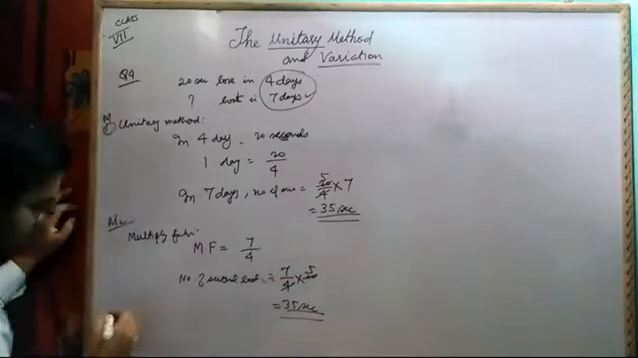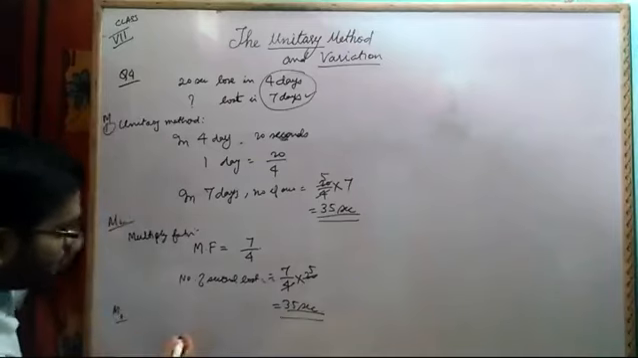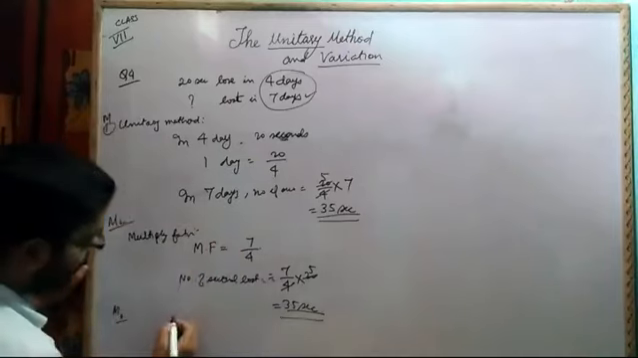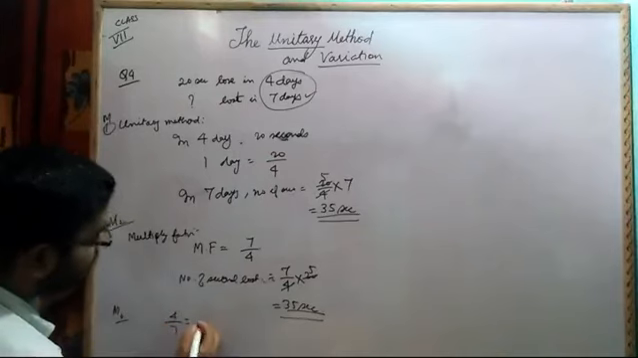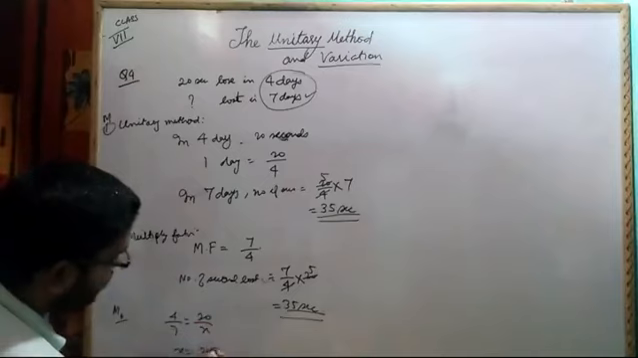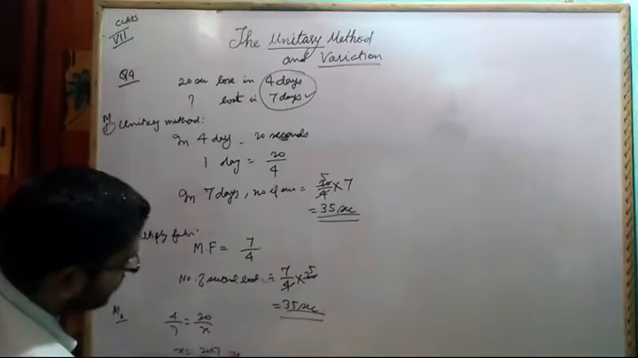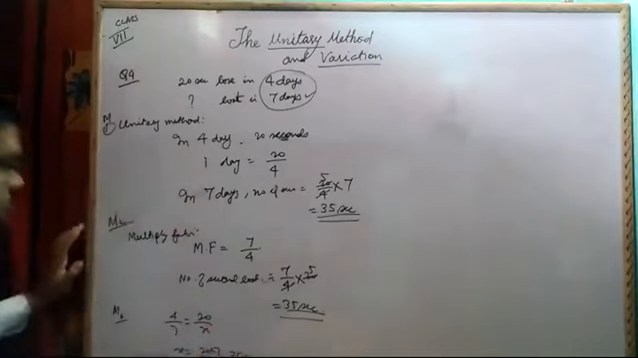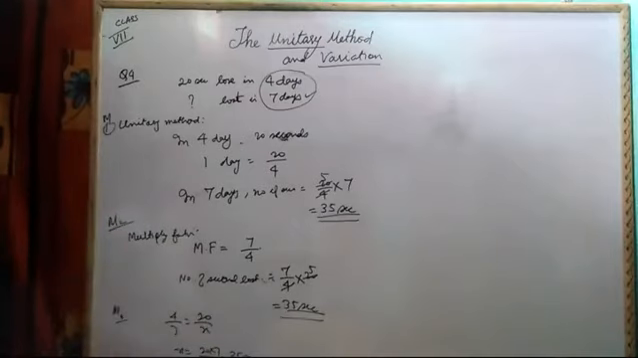Now M3, if you want, using proportion. You will write the proportion 4 by 7 is equal to 20 by x. x will be equal to 20 into 7 by 4. Again 35 seconds. So these two methods are easy, and this method is also easy.